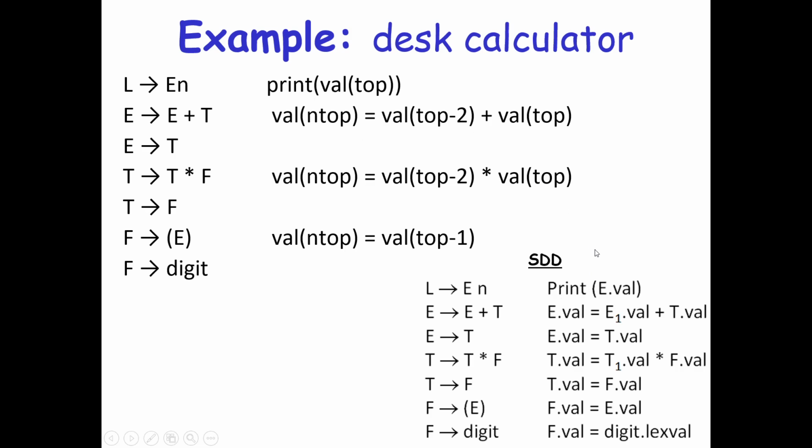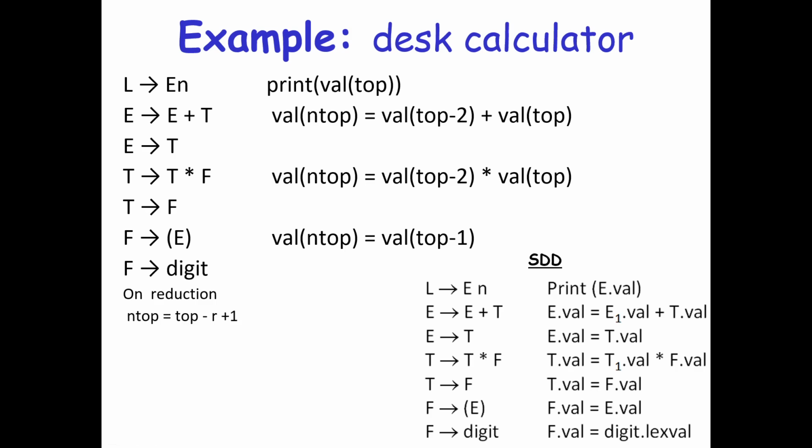These are the code fragments corresponding to each production, that is corresponding to each SDD: print val of top. Then E gives E plus T means val of ntop is equal to val of top minus 2 plus val of top. How this code fragment has been written, that we can examine.